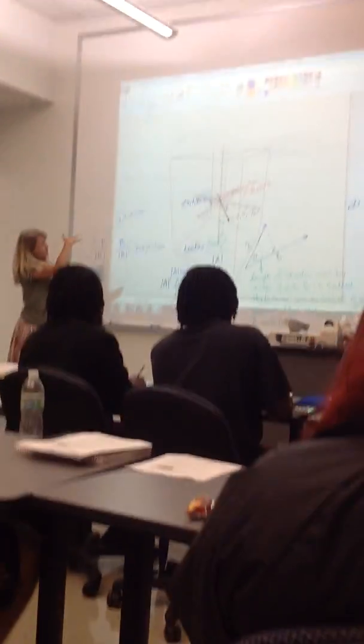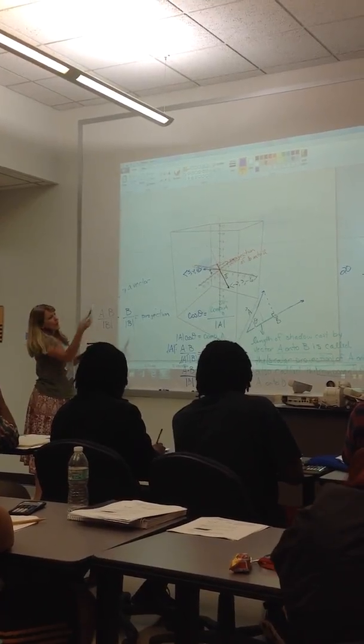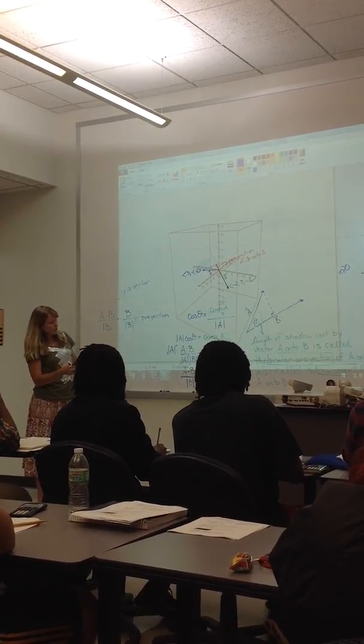Your angle's bigger, so technically your projection's going in the opposite direction. So it's okay to have a negative component, it means they're pointing in opposite directions.